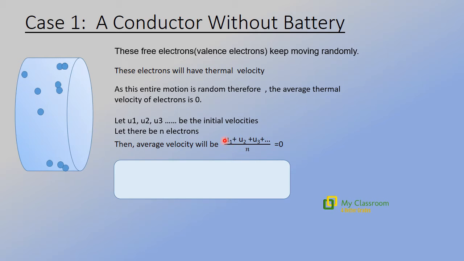So we can say that the sum of these velocities will be 0. As the sum of velocities is 0, so the average velocity will also be 0. So we can say that for a conductor which is not provided with an electric field, the average thermal velocity will be 0.